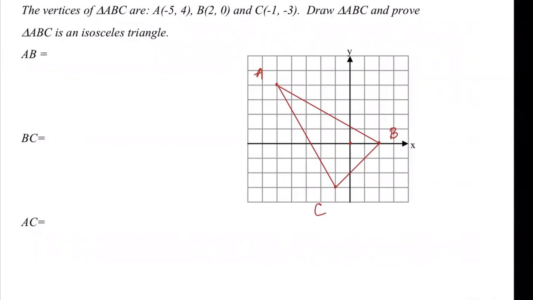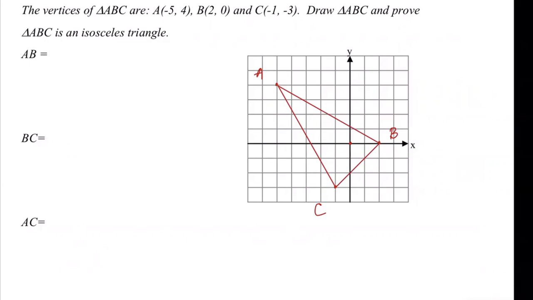So the question is asking us to prove that triangle ABC is an isosceles triangle. Isosceles triangle means two of the three sides of a triangle are equal. Okay, so actually we can see from the graph, AC and BC look equal, right? They look the same, but that's not good enough. That's not technically a proof.